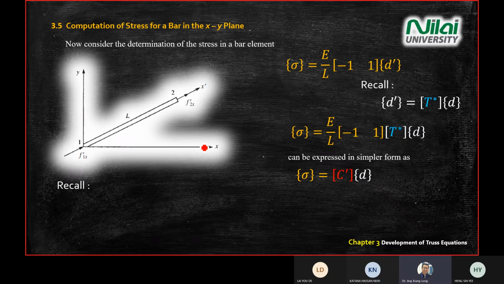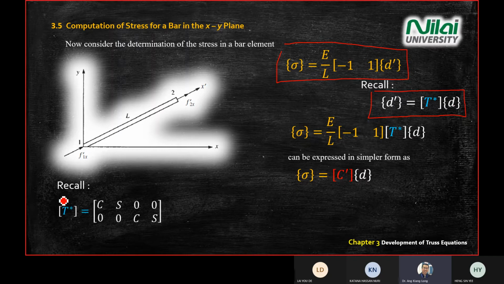Okay, and then the rest is just substitution. Right, we start with the first equation, this one, and then we keep substituting what we learned before this. The first substitute equation we use is d prime equal to transformation matrix times the displacement. The second one will be using what we learned so far for t star.